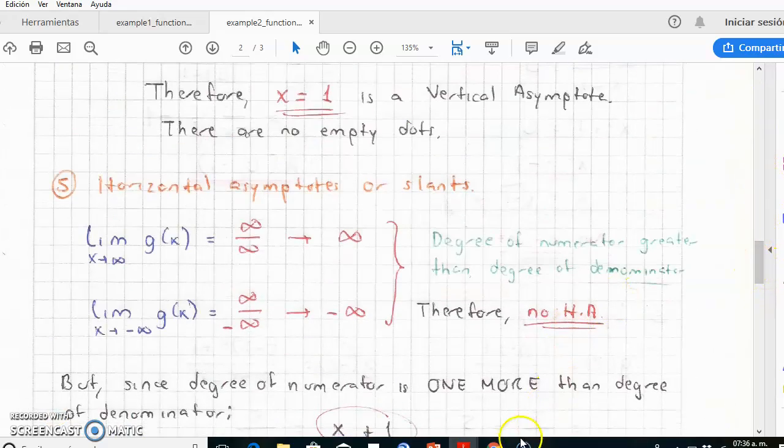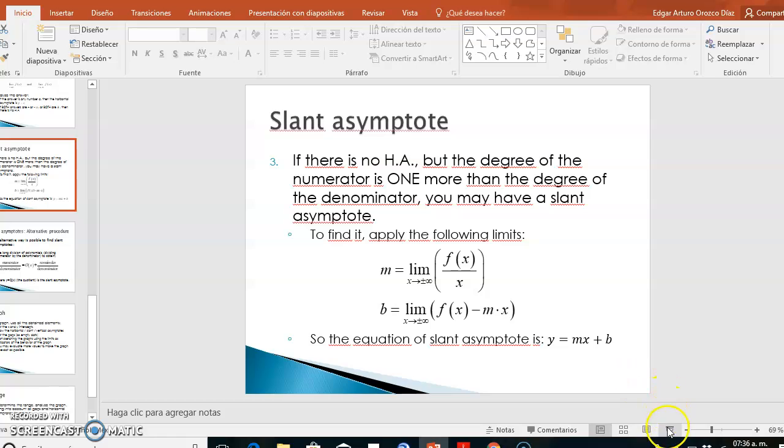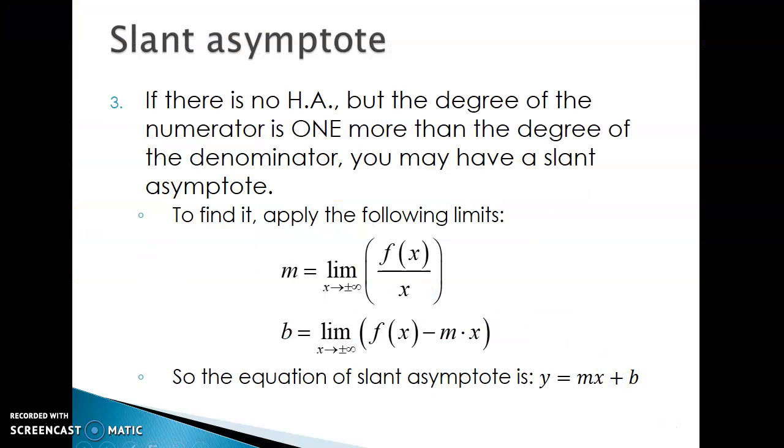But how do we do it? Well, here's the thing. There are two procedures to find it. A long procedure and a short procedure. For the long procedure, you need to apply the following limits. A slant asymptote is going to be a line, a linear function of the type mx plus b, an inclined line, the ones that you saw in Math 2. So you need to find the value of m and the value of b.